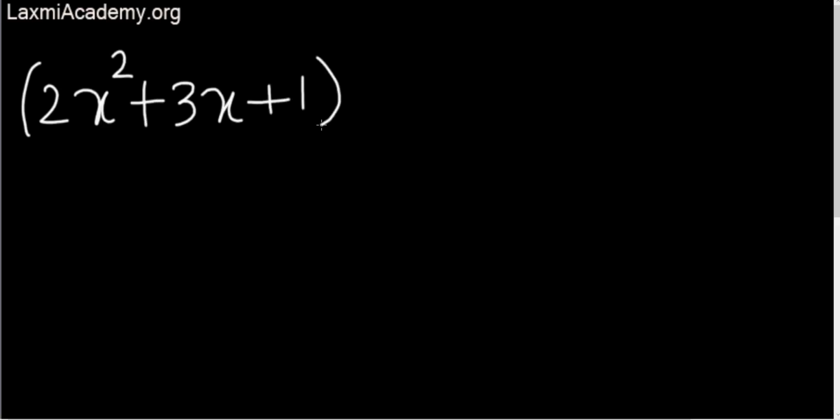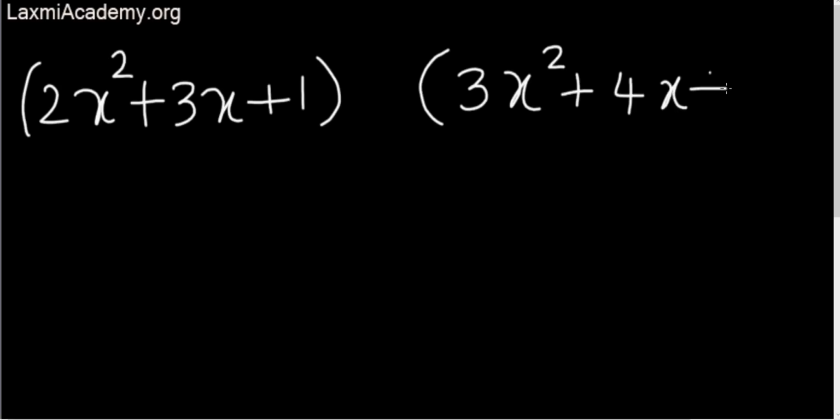Today we will learn how to multiply trinomial by trinomial. Let's take this example, 2x squared plus 3x plus 1, and we are going to multiply it with 3x squared plus 4x plus 1. You must have seen my videos on multiplying binomial by binomial, and we are going to use the same technique.